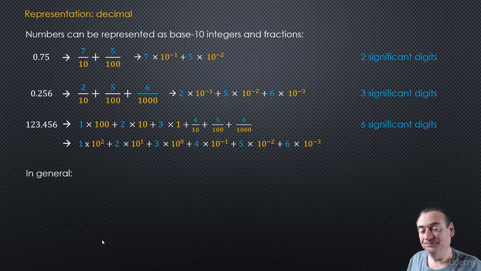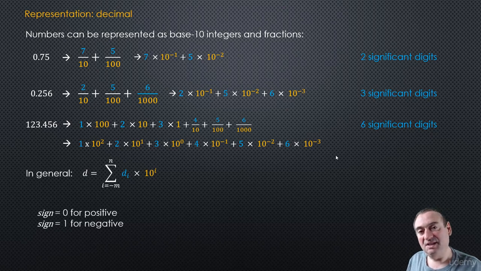So in general, if we try and generalize this formula here, this is what we get. Our number is equal to some sum of a digit, which is going to be between 0 and 9, times some power of 10. This is just generalizing this formula here. Now we're still missing the sign. So we're going to bring in the sign, and we're going to say the sign is some variable that's equal to 0 when the number is positive and negative 1 when the number is negative.